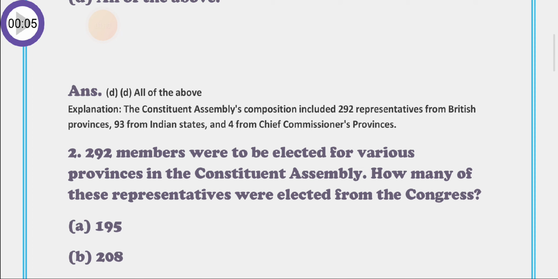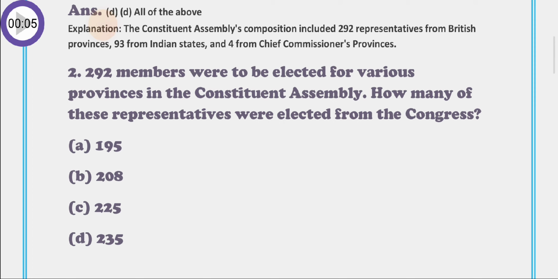Question number 2. 292 members were to be elected for various provinces in the Constituent Assembly. How many of these representatives were elected from the Congress? A. 195, B. 208, C. 225, D. 235.